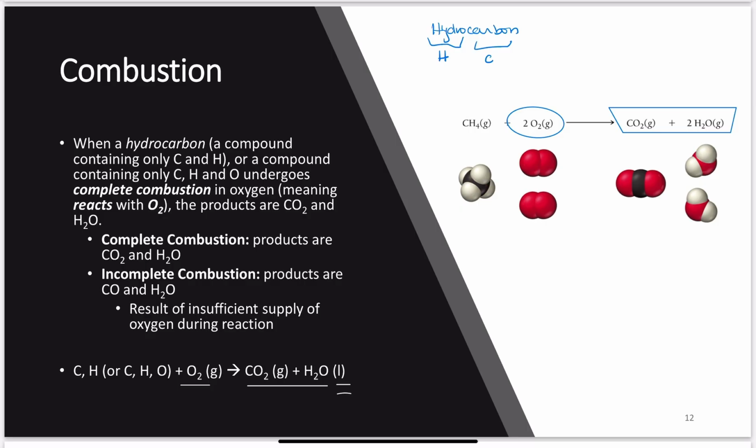Incomplete combustion, you are not responsible for predicting, but you should understand what incomplete combustion is, because as a human in this world, it's important. Incomplete combustion is when the products are CO and water, so carbon monoxide and water instead of carbon dioxide and water. This is due to an insufficient supply of oxygen during the reaction itself. Basically, there's not enough oxygen present to actually form the CO2, so CO forms instead. But it's incredibly dangerous for us as humans.